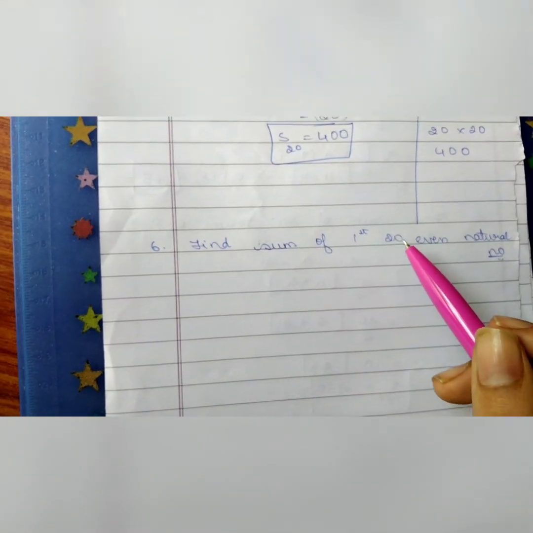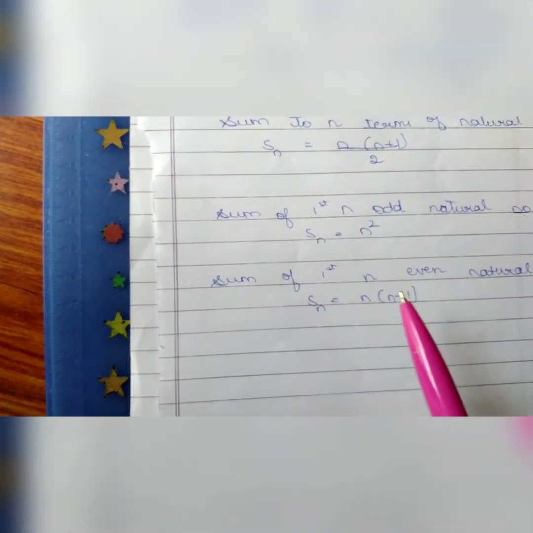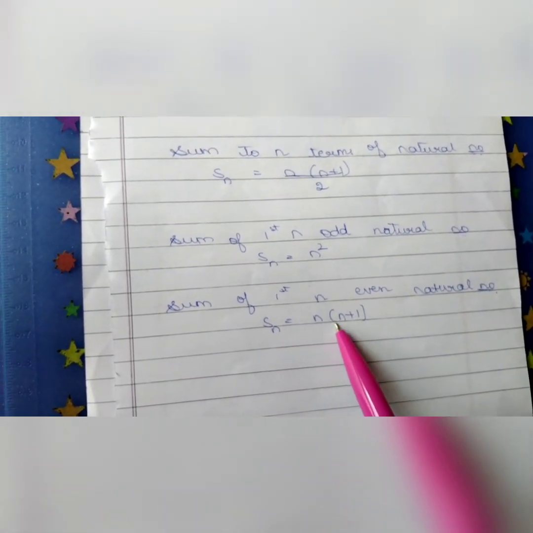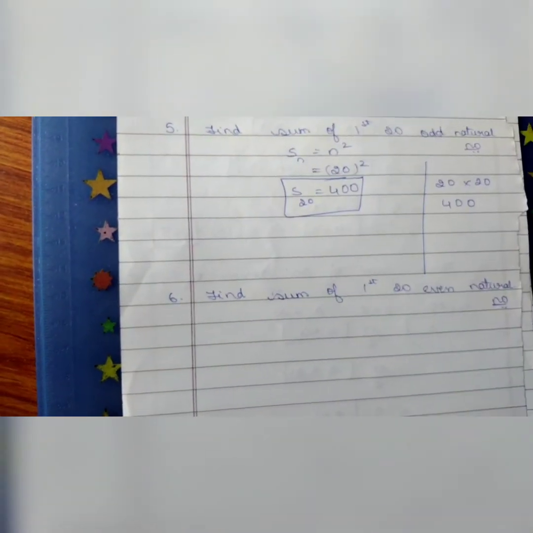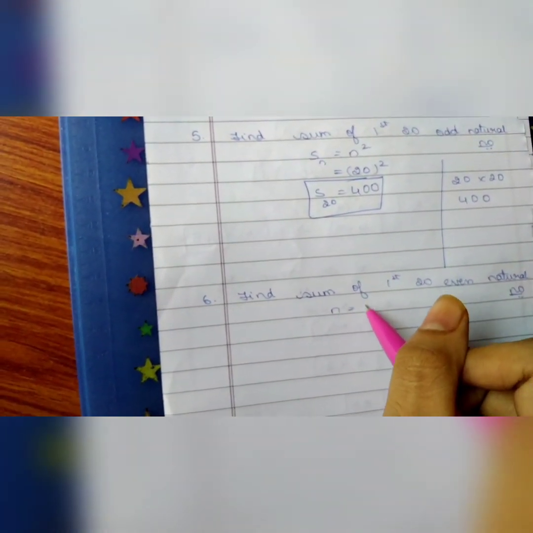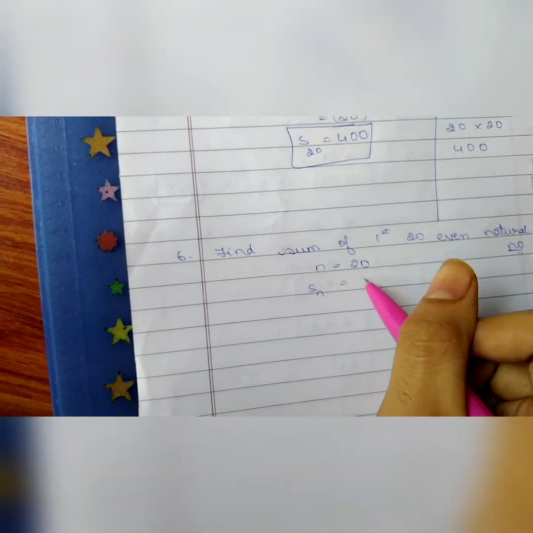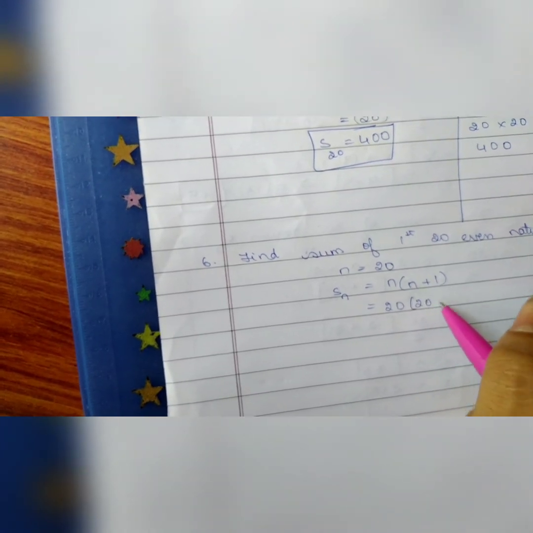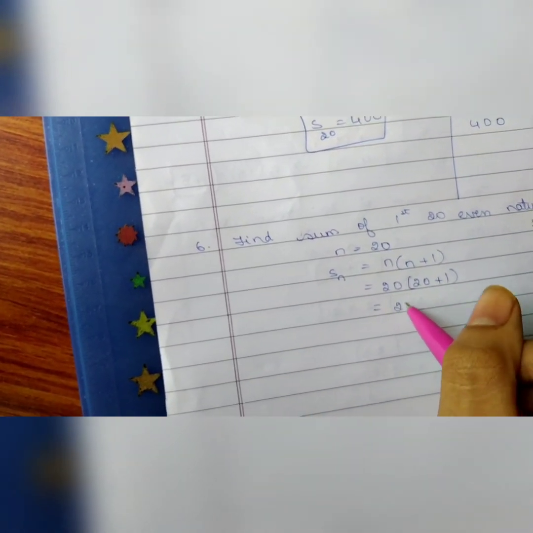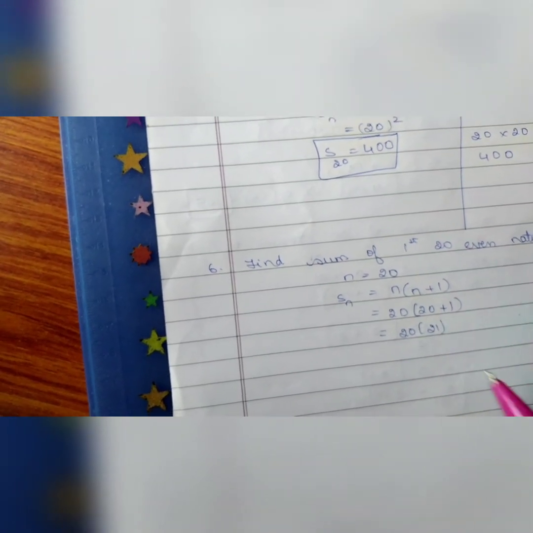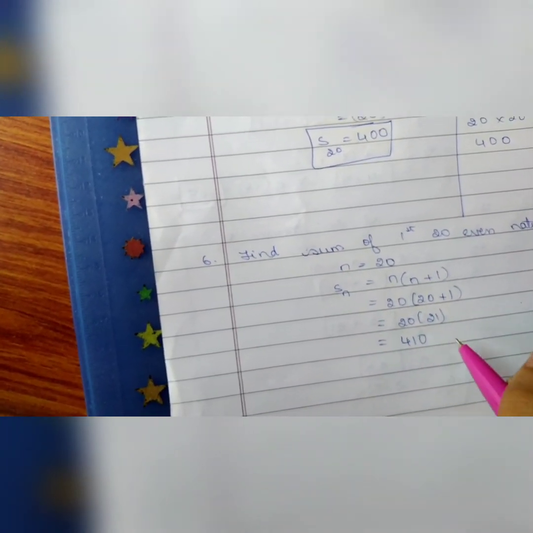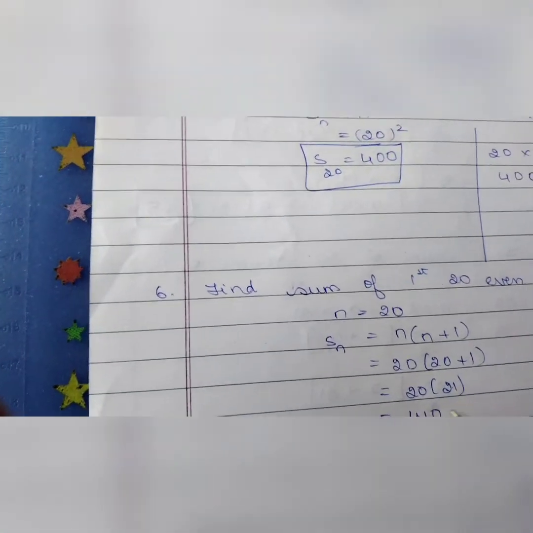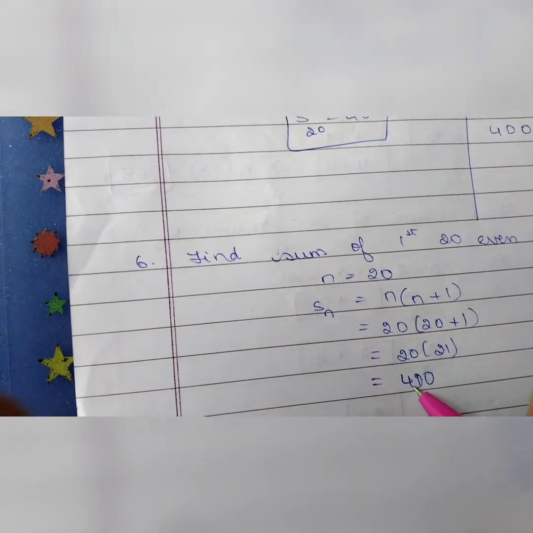Find sum of first 20 even natural numbers. As we have learned the formula, sum of first n even natural numbers is Sn equals n into (n plus 1). So n is 20. Sn equals n into (n plus 1), 20 into (20 plus 1) equals 20 into 21. 20 into 21 is nothing but 410. Sorry, it's not 410, it's 420.